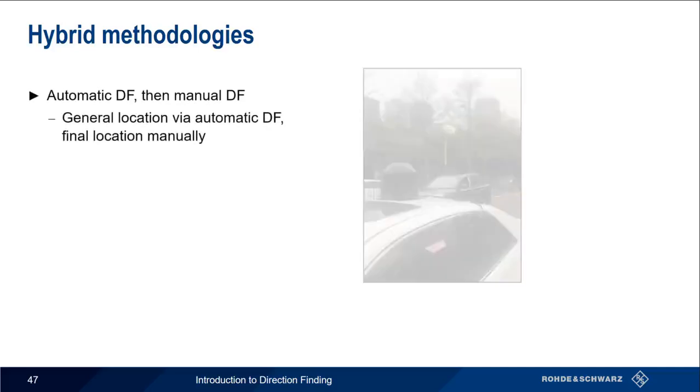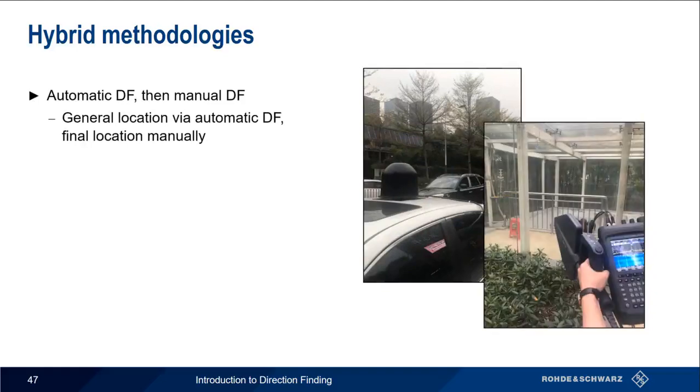The final topic in this presentation is something called hybrid methodologies. One definition of a hybrid methodology is actually something that's quite common in many direction finding applications, namely, using an automatic direction finding system to obtain the general location of a target, say within 100 meters or so, and then switching to manual or handheld direction finding to narrow down the location to the meter level.